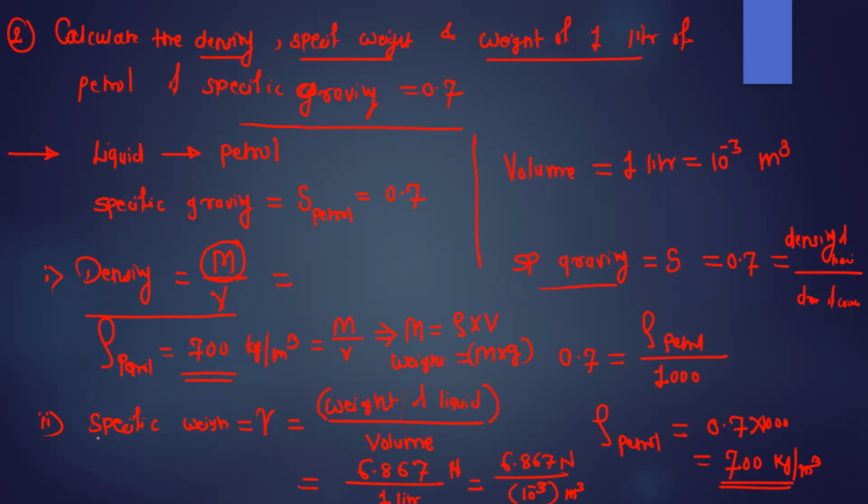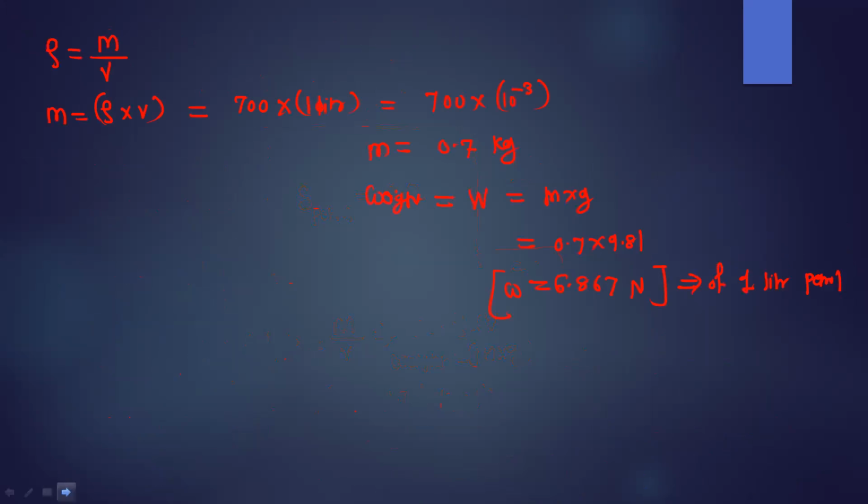So always remember, for specific weight we need the unit as Newton per meter cube. Here you will get the answer by taking 10 to the power minus 3 in the numerator. So this is equal to 6,867 Newton per meter cube. This is the specific weight, or weight density. For this, you must have the knowledge of the fundamental properties of the fluid.